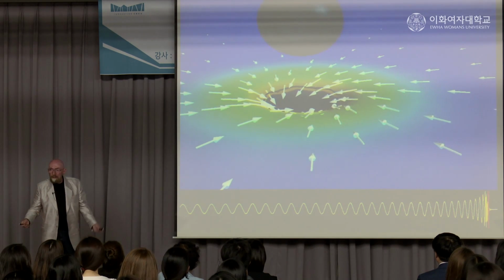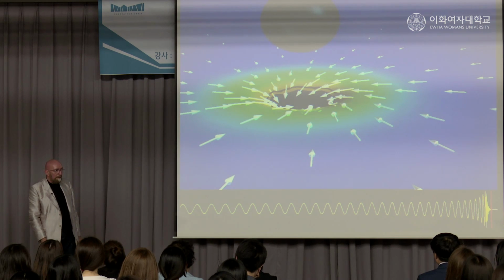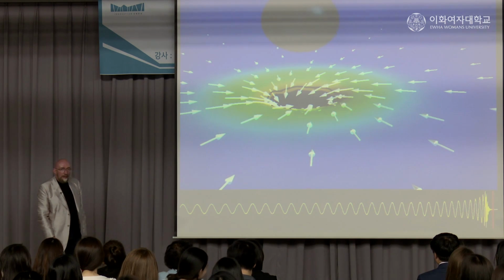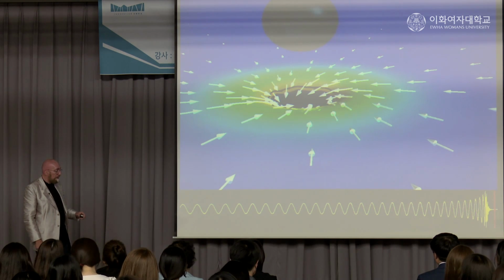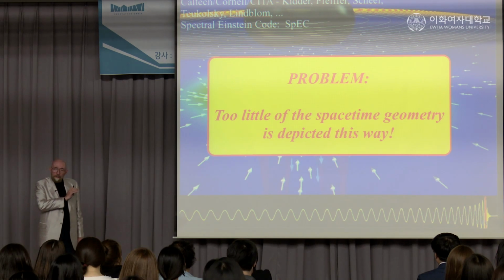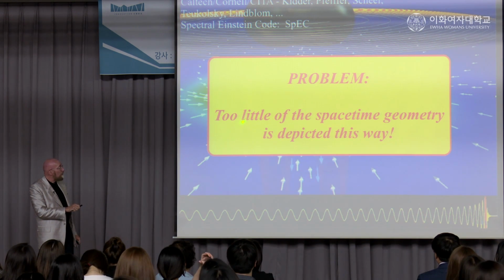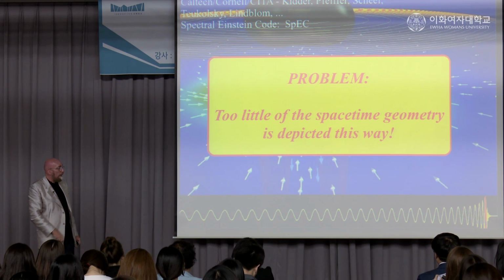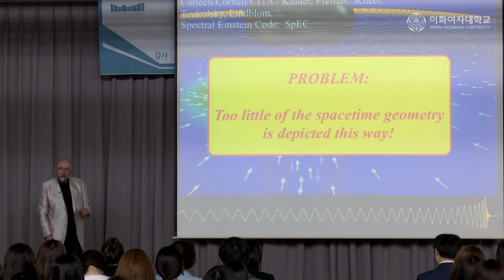And this is the result of one of those first simulations. It was the first movie that was made by these simulations a few months after Franz Pretorius had his big first success with simulations. Now there was a problem with this movie. It contains much too small an amount of the information about the space-time geometry. It just contains very little of that information.